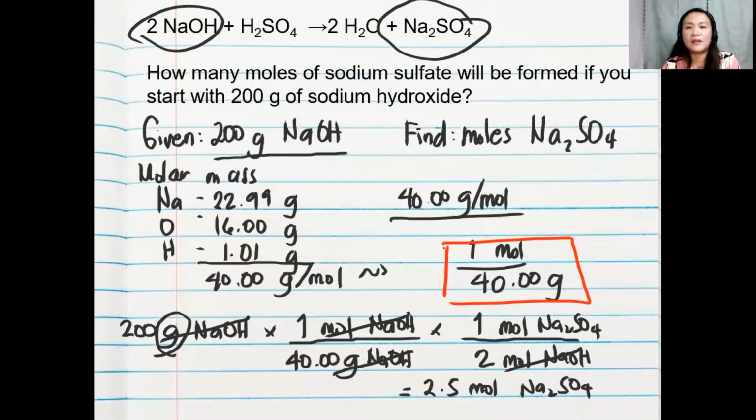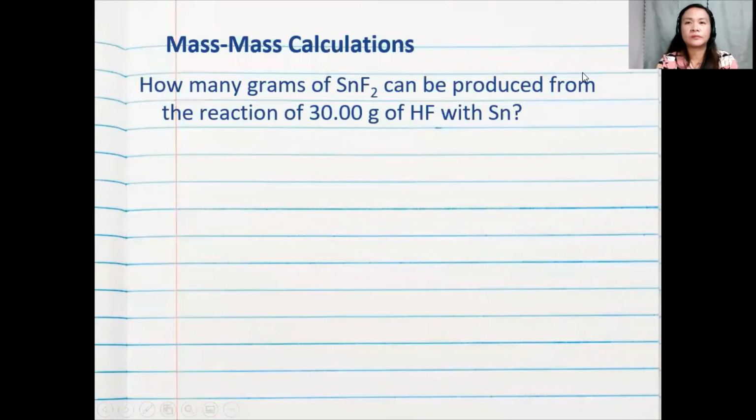Okay, so that is now how we solve for the mass to mole calculations. So now we go to the final calculation of a stoichiometric problem. And this is now what we call the mass-to-mass calculations. So for the mass-to-mass calculations, there will be three kinds of calculations. So let's start with this problem.